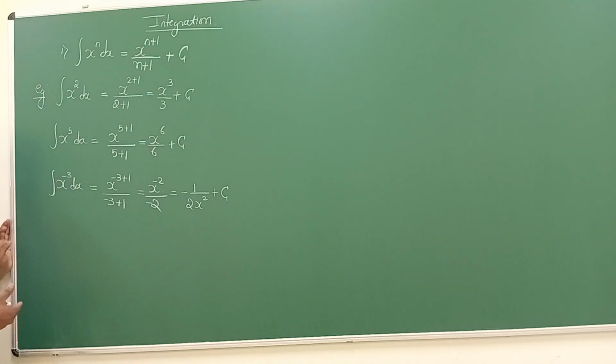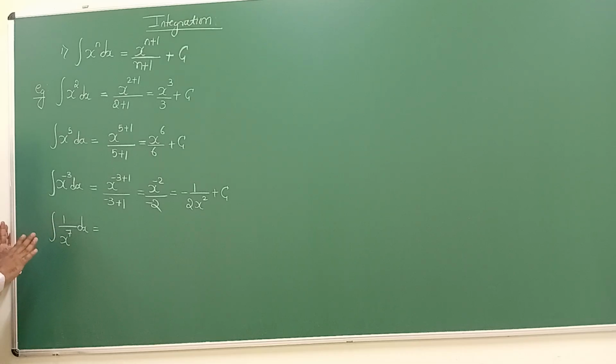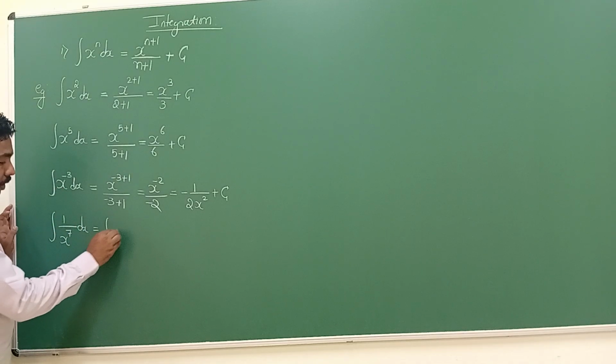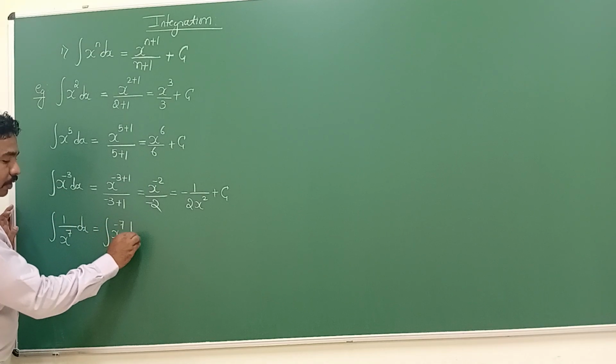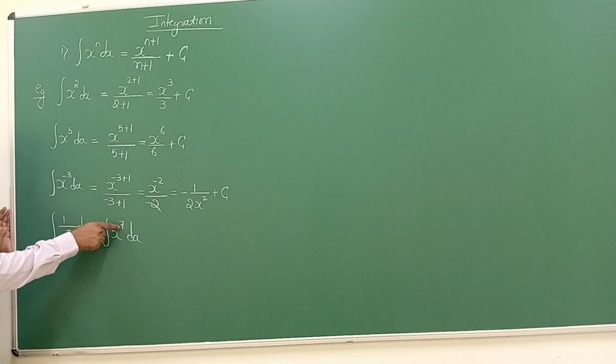To check the student's ability in basic algebraic operations, sometimes the problem may be given in this form also, that is 1 by x power 7 dx. Many students get confused or face difficulty solving such integrals. It is very simple. When we bring the denominator term to the numerator, it becomes x power minus 7 into dx. When it moves to the numerator, the positive power becomes a negative power.